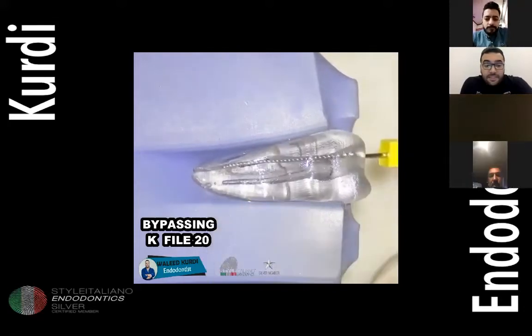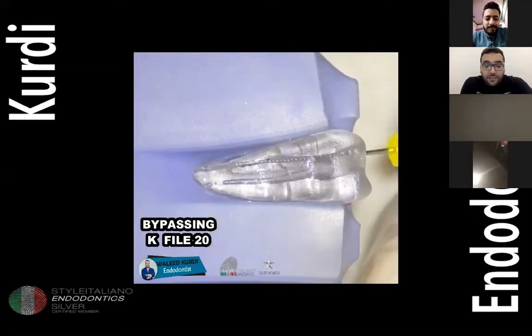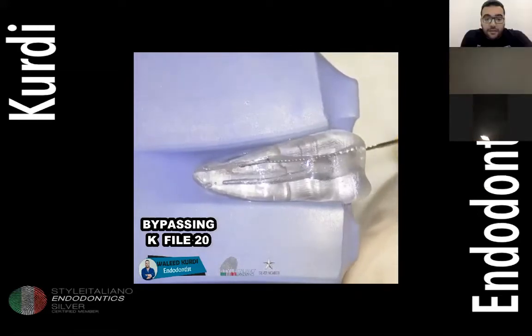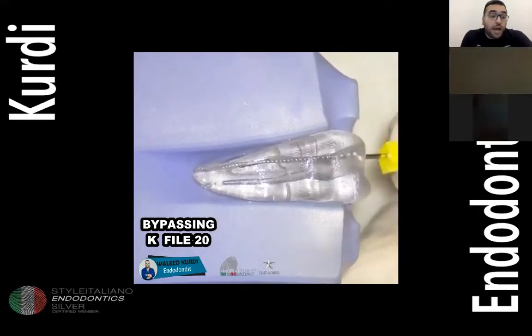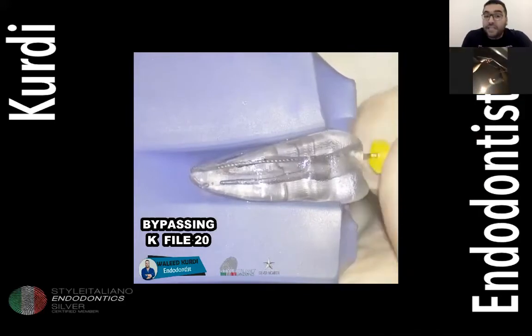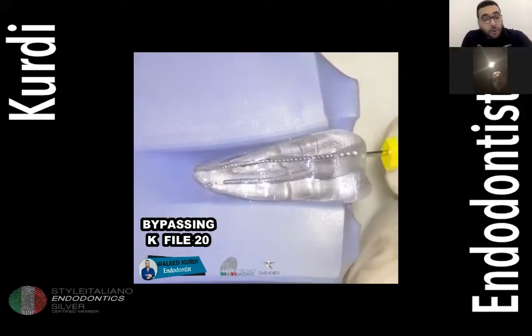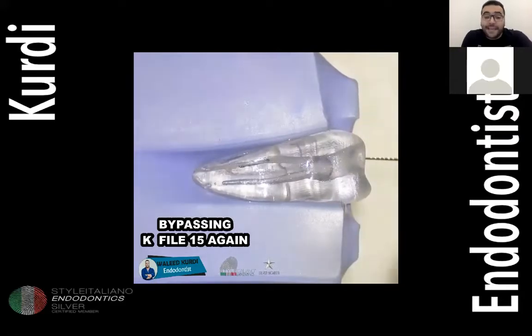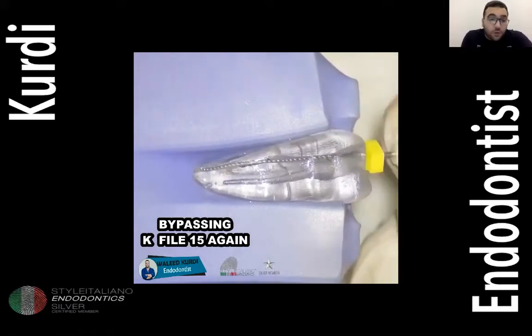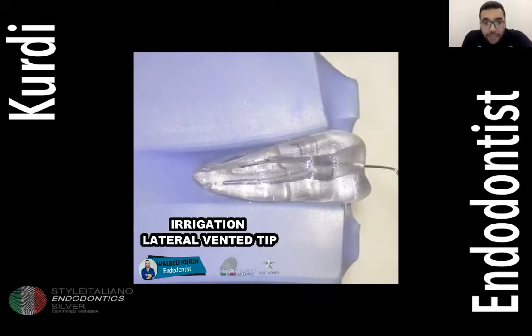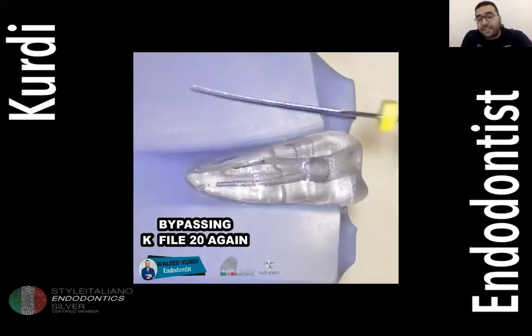You can see that K file number 20 is a little bit engaged inside the canal. So I will go back, irrigate, clean the fluids, and maybe come back again with K file number 15 to try to reach the full working length. Yes, after irrigation, I put my K file number 15 again, and it easily reaches the full working length. That's why I always say that bypassing is a game of hand files, a manual file game.